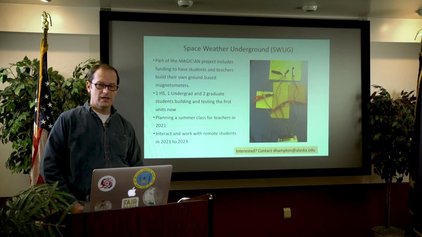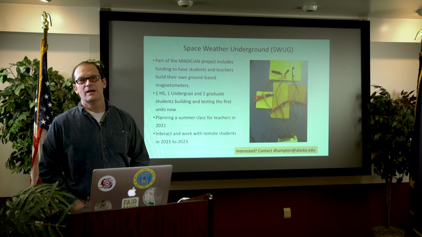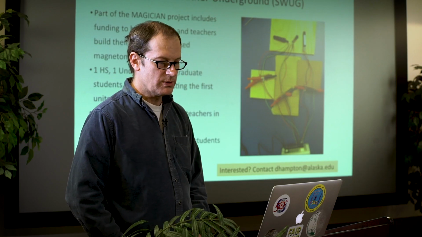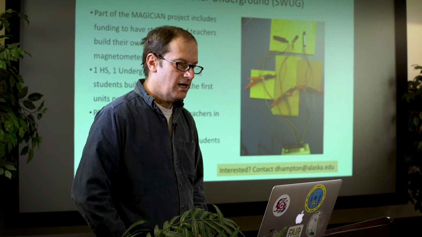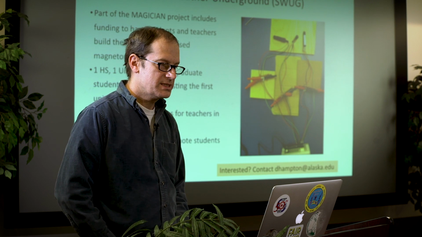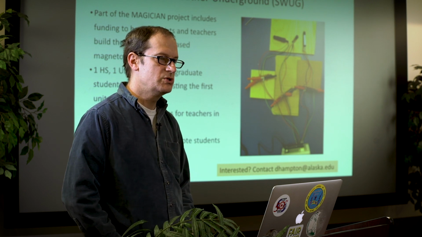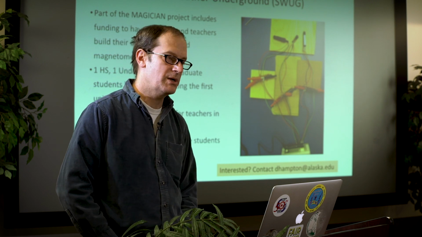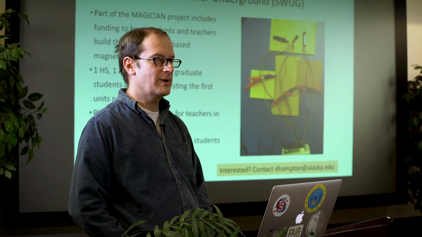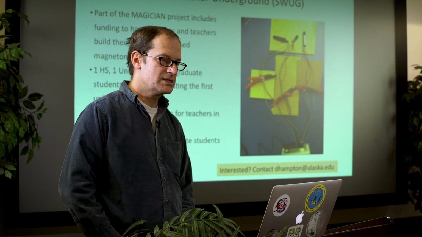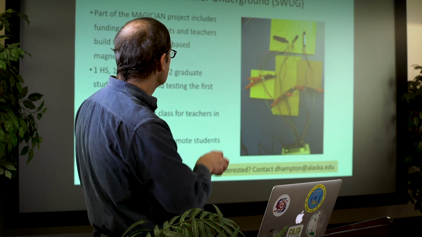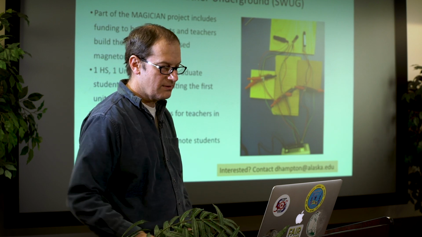Now, part of that, the more information we have about magnetic signatures, the better. So one thing we're doing right now, as part of our education and public outreach part of this project, is to include funding to have some students and teachers build their own ground-based magnetometers. Right now we've got one high school student, one undergraduate, and a couple of graduate students. They're building and testing some of the first units now, and the picture on the right is an early version of that where we're still getting things together.